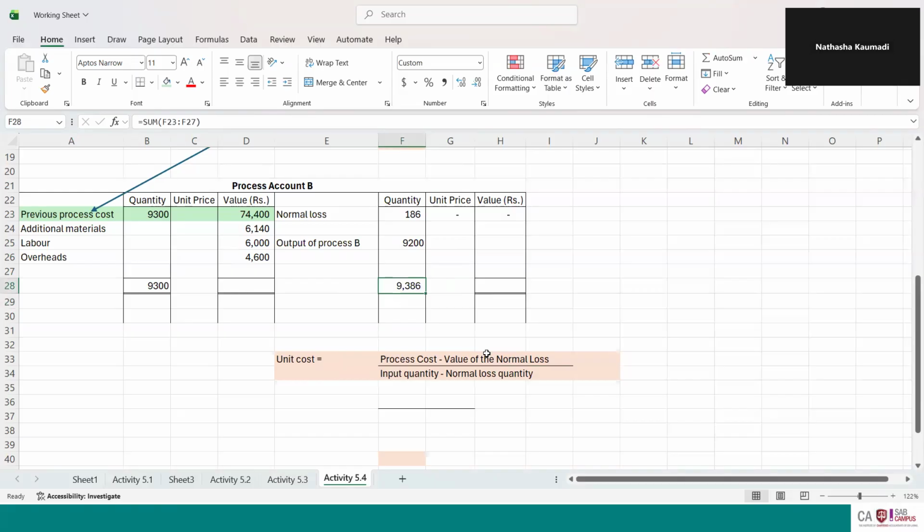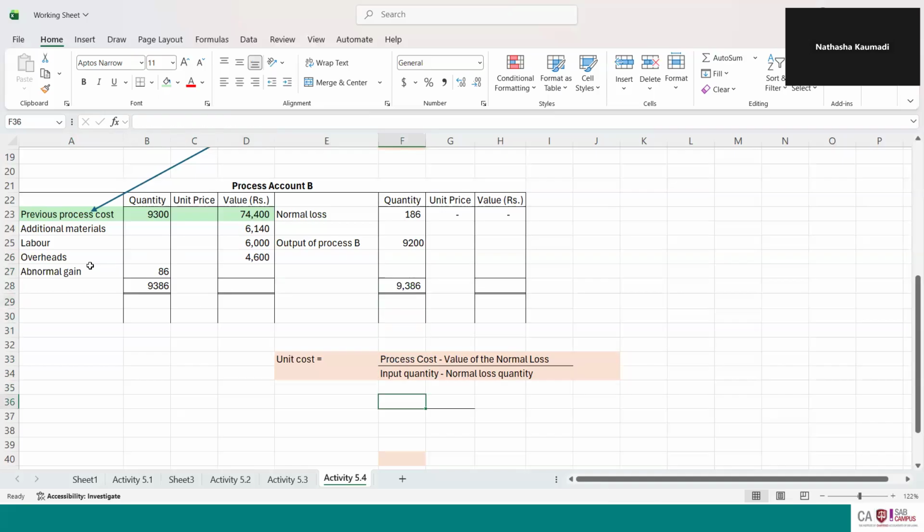That means credit side value is higher than the debit side total. That means the difference comes in the debit side. What is the difference between 9,300 and 9,386? 86 units. Okay, it's telling if the difference comes in the debit side, abnormal loss or abnormal gain? Abnormal gain. Right. Then quantity columns are telling. Now what? We can calculate the unit cost.